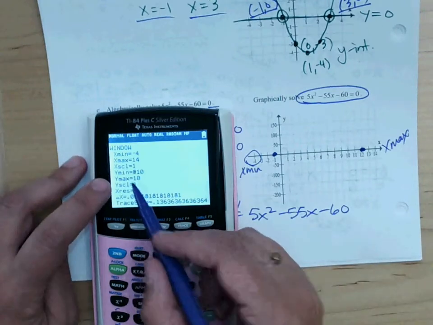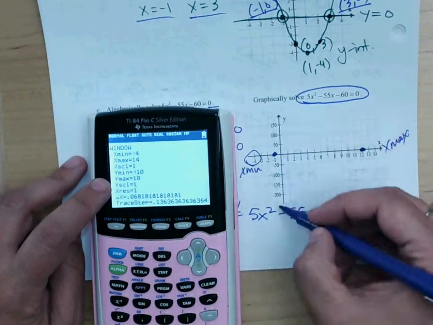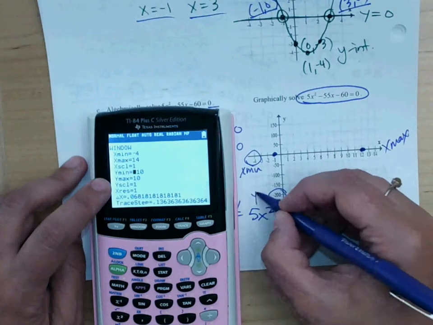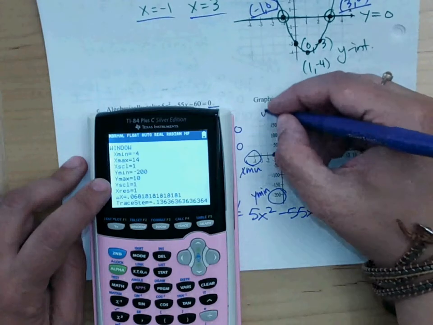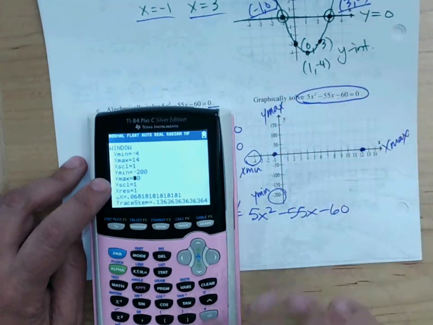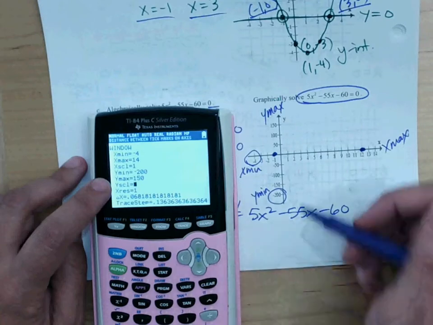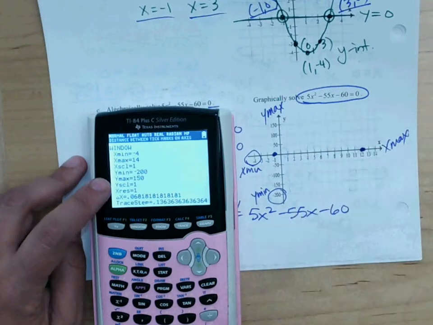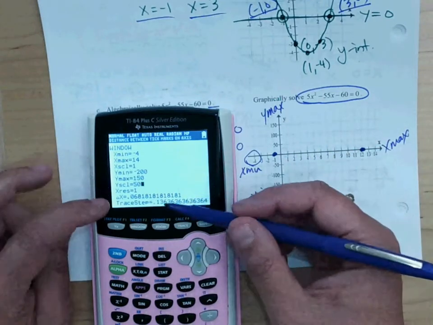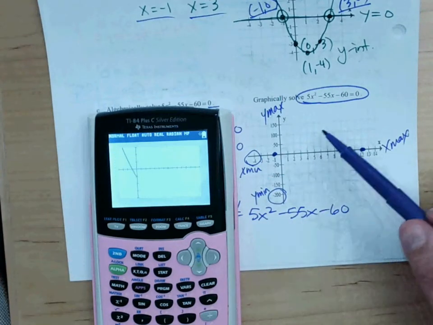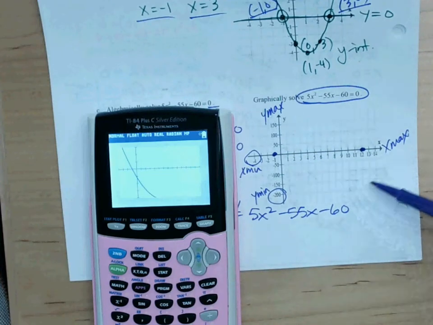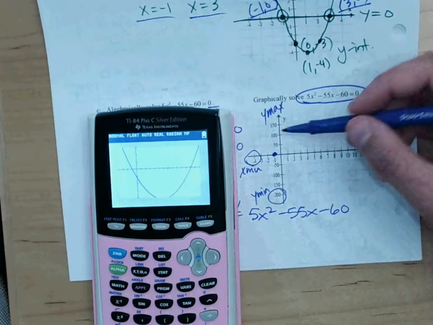What's my y minimum? Well, my y-axis is here. My y minimum is down here. It's -200. What's my y maximum? 150. Now, the scale they're using here is 50. It doesn't really matter if you change the scale or not, and don't worry about anything else. Now you go to the graph, you can see the shape is now showing up. The parabola is showing up.